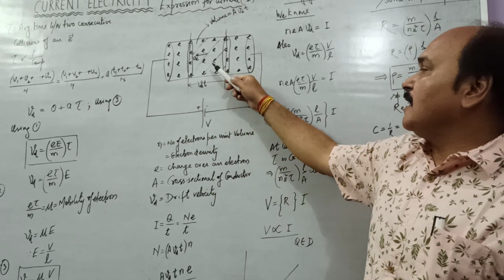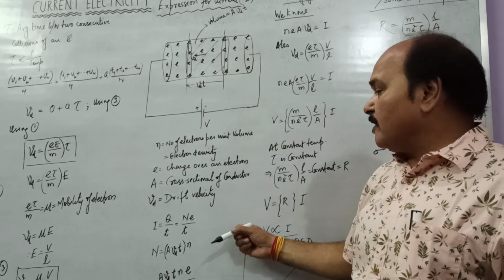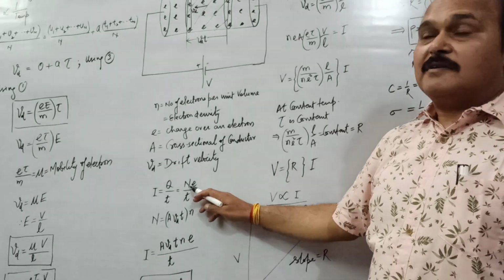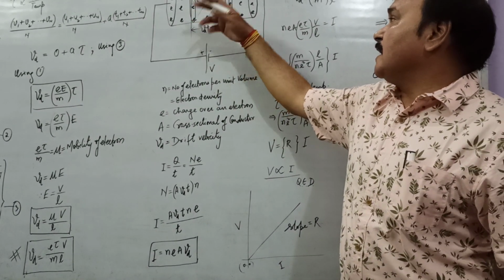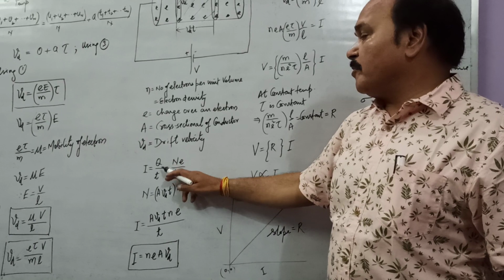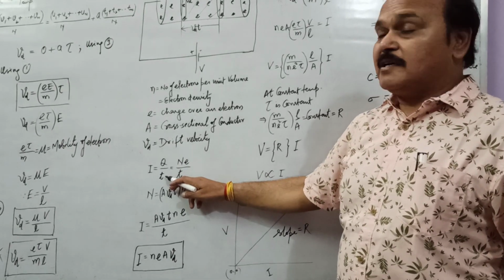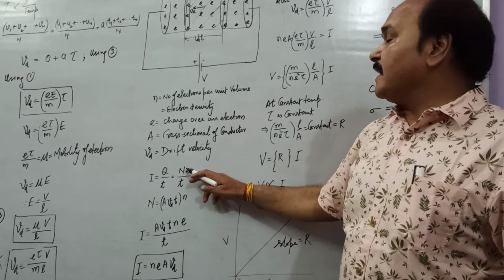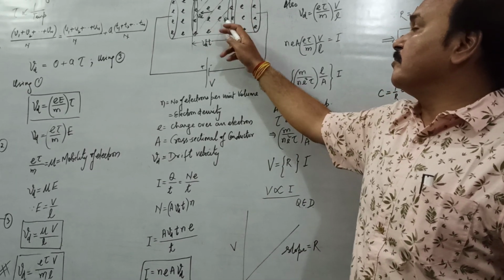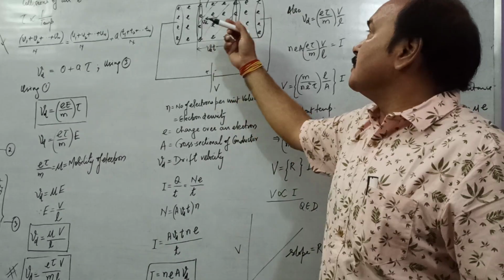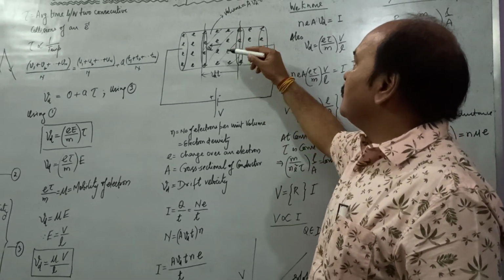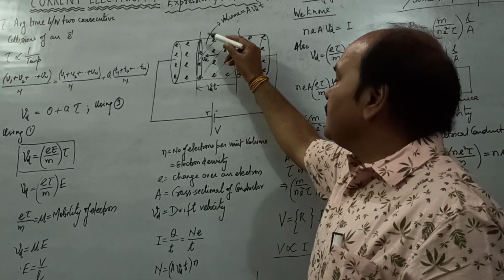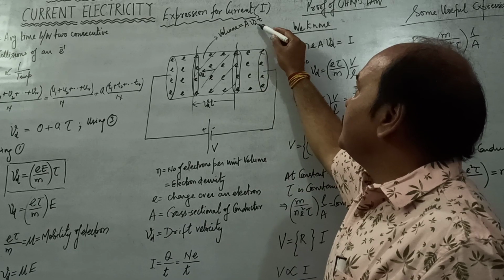So how many electrons lie in this shaded volume? If N electrons lie in this shaded volume, then how much charge flows through the conductor in time t? Well, I is Q upon t. Q is the charge flowing in time t, and Q is equal to N e. What is N? N is the number of electrons in this shaded volume. How do we find that? This shaded volume has the value cross-section area into length, that is A Vd into t.